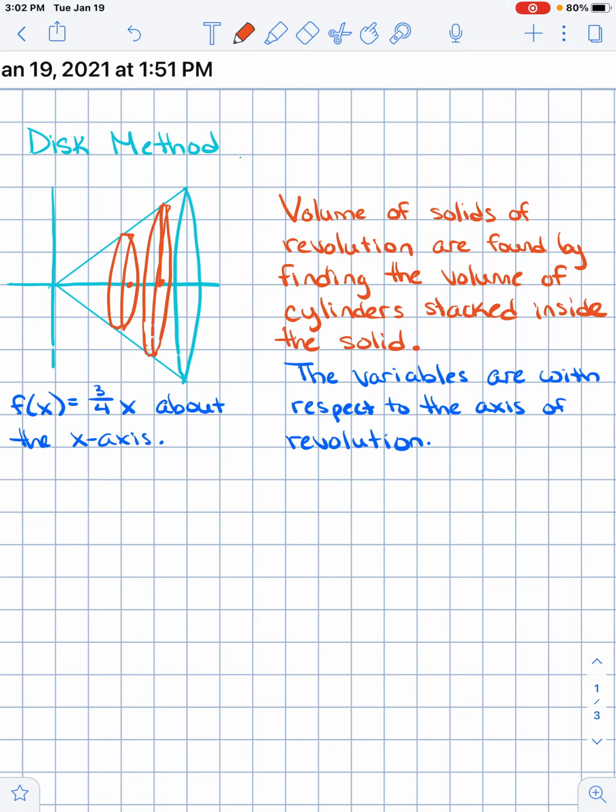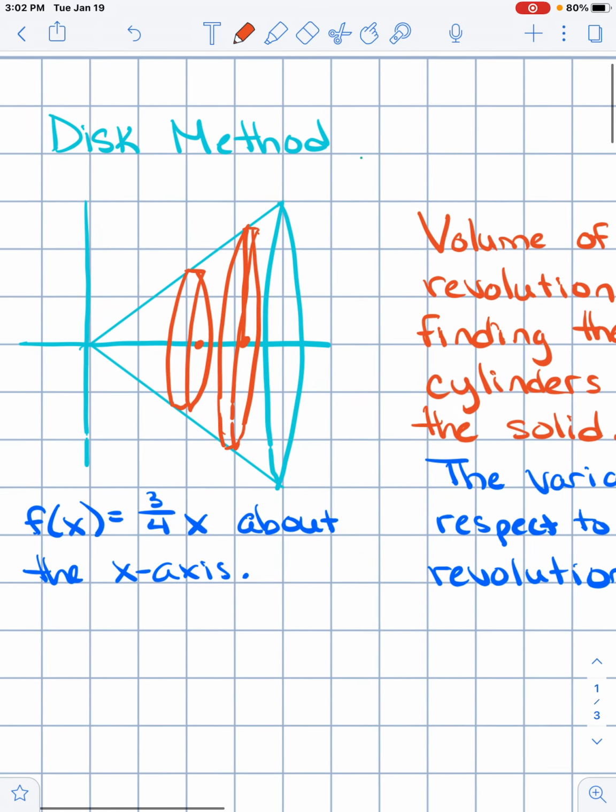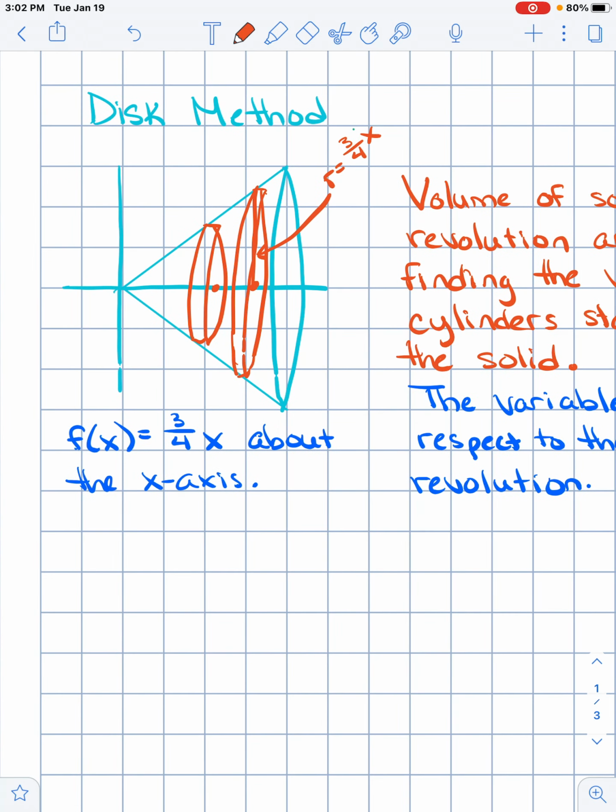So when we talk about the disk method, let's just look at this example. We've got the function y equals 3/4 x. And we're going to rotate that about the x-axis. So in order to find the volume of this three-dimensional solid, we need to find the volume of each cylinder. And each cylinder has a radius that is dependent upon where we are along the x-axis. And that'll determine how high it is because of the function 3/4 x. So we've got the radius there, 3/4 x. And since we're rotating about the x-axis, we're using the x variable in the formula for the volume of the solid.